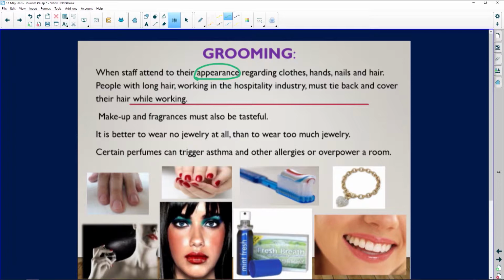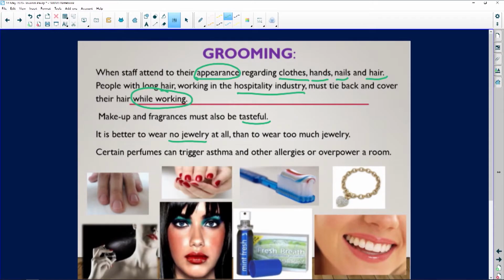So hygiene and grooming are almost the same category, but this is more about what you wear, what you put on your hands, what you put on your nails, and the style that you wear your hair in. So people working with long hair in the hospitality industry, the tourism industry, it's very important that you must tie back and cover your hair while you are working. It's just etiquette. All right, makeup and fragrances. Again, we say it's tasteful, and it's better to not wear any jewelry at all than to wear too much.